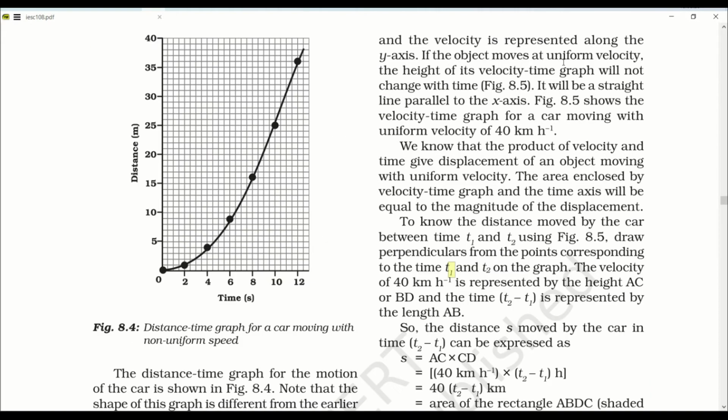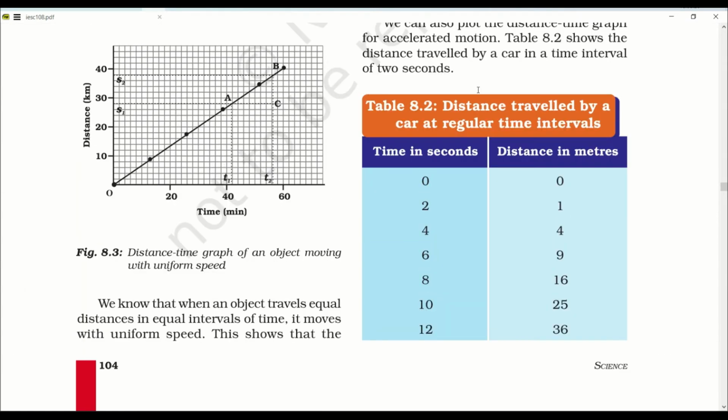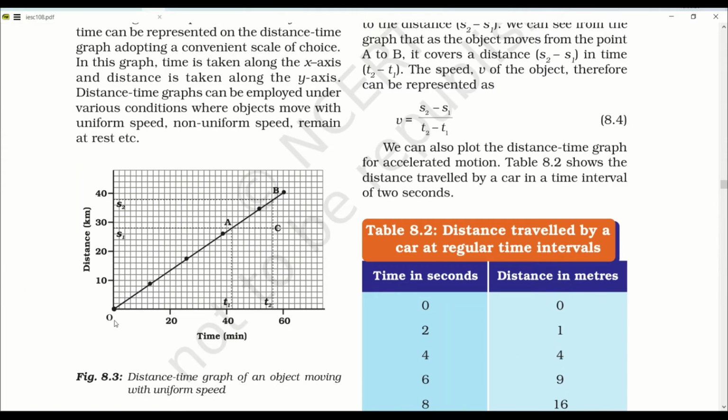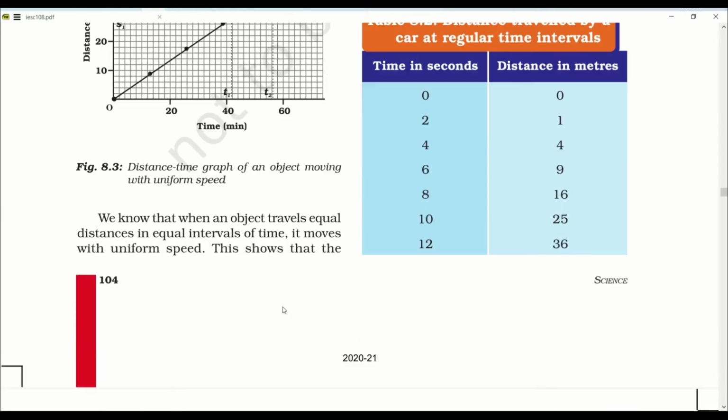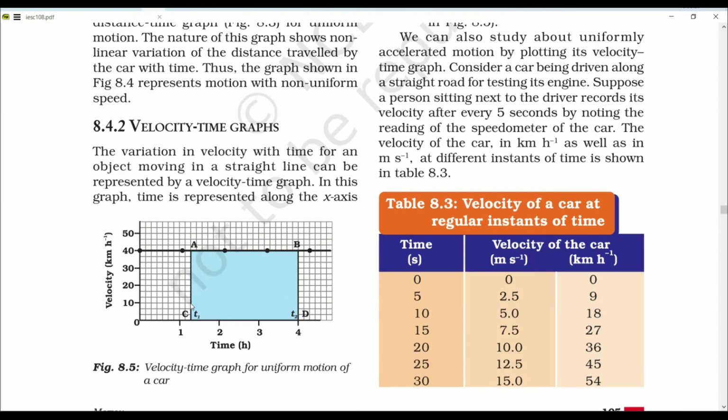If the object moves at uniform velocity, the height of the velocity time graph will not change with time. It will be a straight line parallel to the x-axis. The height will not change. Here you can see the height has changed. It moves with a uniform speed, the height has changed. But in this graph, the height has not changed. It has remained parallel to the x-axis.